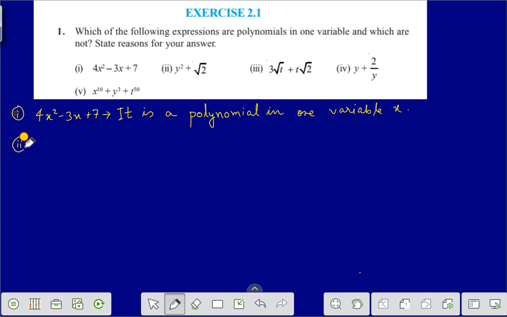Number 2 is y square plus root 2, or it can be written as y square plus root 2 y to the power 0. Here you see the powers of y, 2 and 0, are whole numbers, right? Therefore it is also a polynomial with one variable y, right?